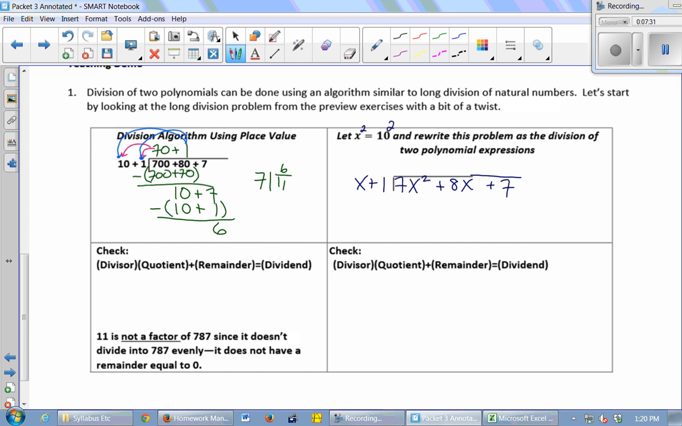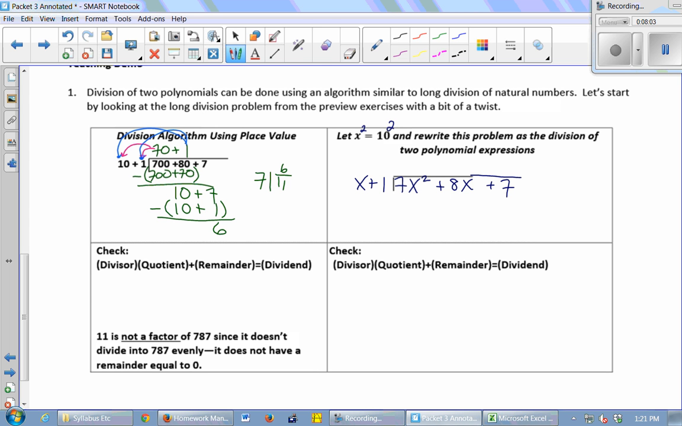So x is going to represent 10. So 700 is 7x squared. 80 is 8x. We're making a polynomial. And the division is going to work just like it did when the important number was 10, but now the important thing is x. All right, so here's how it works. First, you look at just the x and just the 7x squared, the leading term of each polynomial, your dividend and your divisor. All right, how many times does x go into 7x squared?